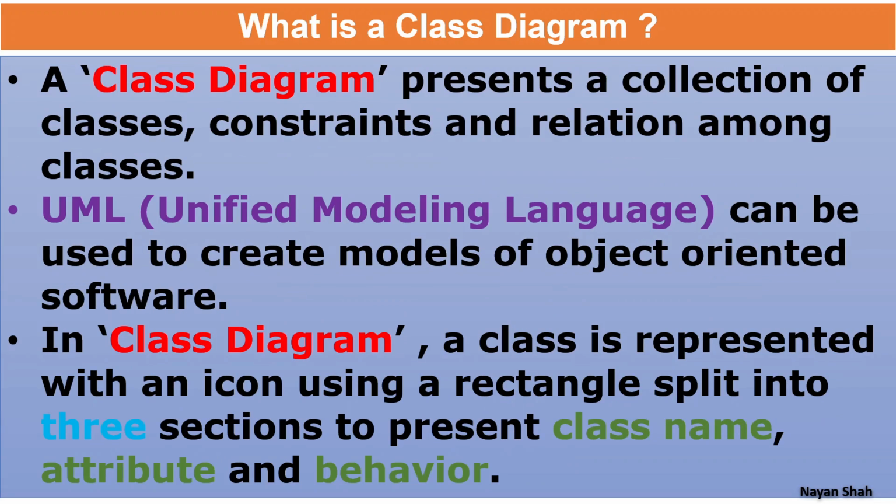A class diagram. Now what is a class diagram? A class diagram represents a collection of classes, constraints, and relations among different classes. UML, that is Unified Modeling Language, can be used to create models of object-oriented software. Remember, UML is not a programming language which we use on a computer.